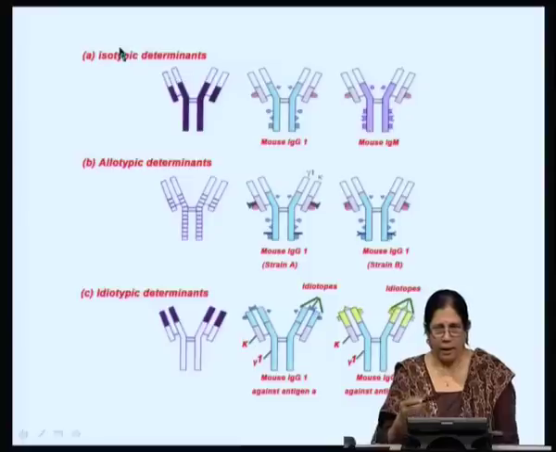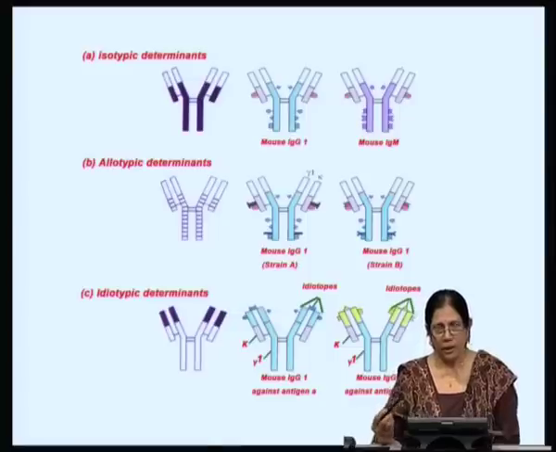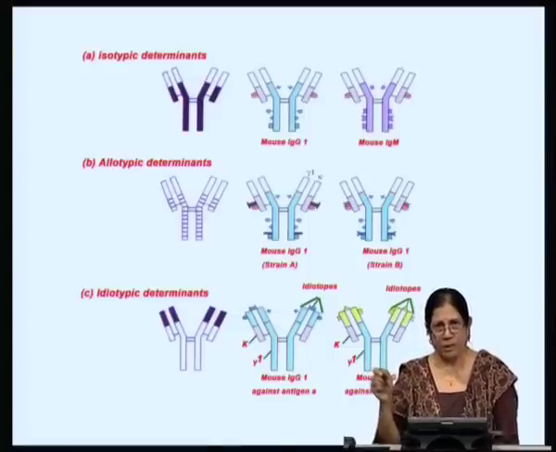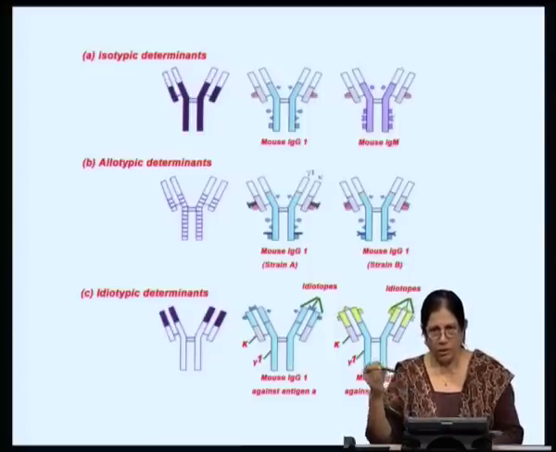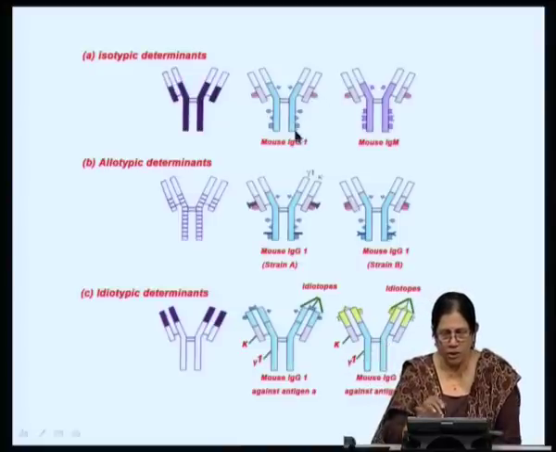And you all may have used what we call secondary antibodies as reagents in ELISA and Western blotting. If the primary antibody is mouse, then you would be using rabbit antibodies to mouse immunoglobulins, and therefore, those rabbit antibodies would be binding to such determinants. What are allotypic determinants then?